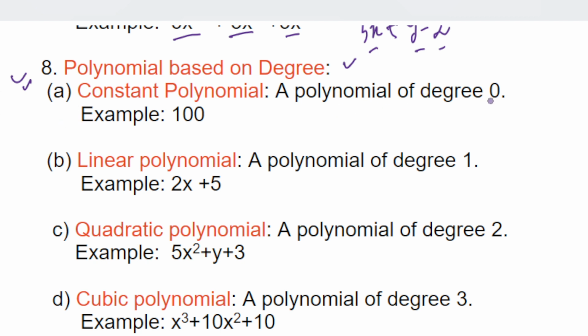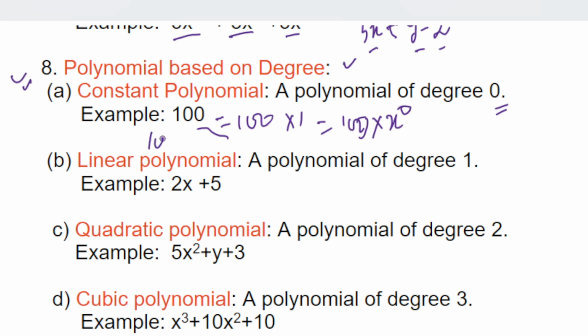A polynomial of degree 0 is called a constant polynomial. For example, say 100. Where is the degree? I do not have a variable. So 100 I can write as 100 into 1, which gives me 100. Instead of 1 I can write x to the power 0. So this 100 is the same as 100 x to the power 0. So what is the power of x, or the degree of x? It is 0. So the degree of 100, any constant number, is 0.